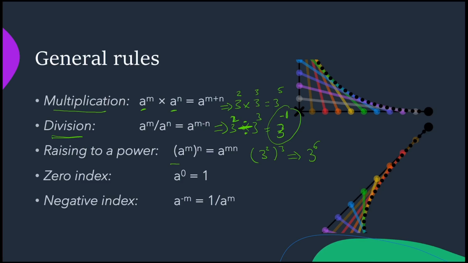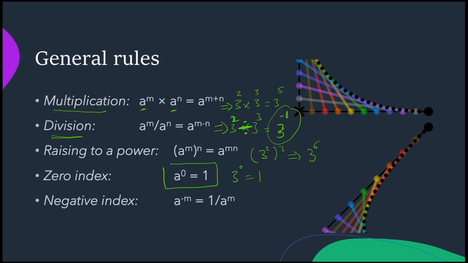There is a very useful rule we often come across: any number raised to the power of 0 always equals 1. So 3 to the power of 0 is 1, and so on. Every number, every variable as well, raised to the power of 0, the answer is 1.